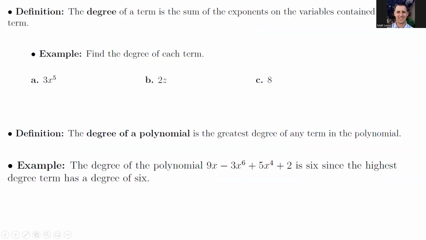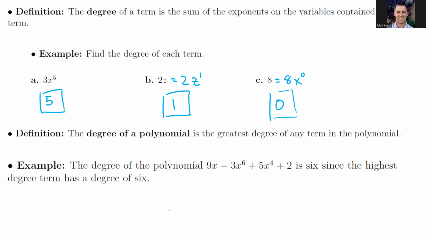One of the things that we're going to be interested in when we are talking about polynomials is both the degree of the term and the degree of the polynomial. So when we talk about the degree of the term, what we're referring to is the exponent of that term. So 3x to the fifth has a degree of 5. 2z, of course, is equal to 2z to the first, so the degree of that term is 1. And then 8 is 8x to the 0, so the degree of that term would be 0.